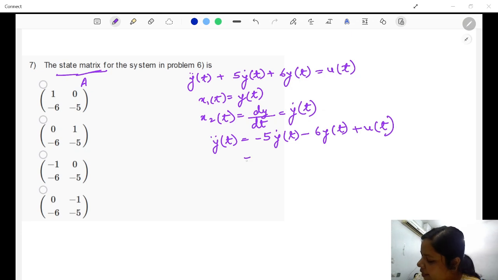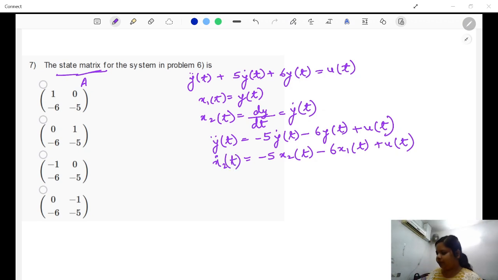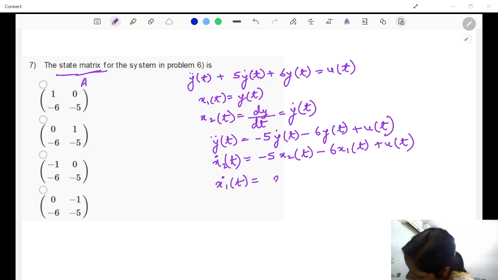This y dot t will be written as x2, minus 5 x2 t, minus 6 x1 t, plus u t. And this y double dot t is x2 dot t, right? Yes, madam. So X1 dot t is equal to x2 t, madam.